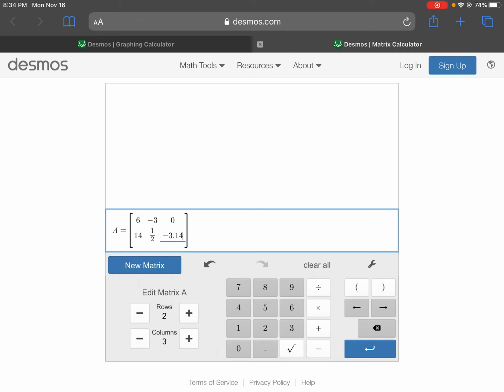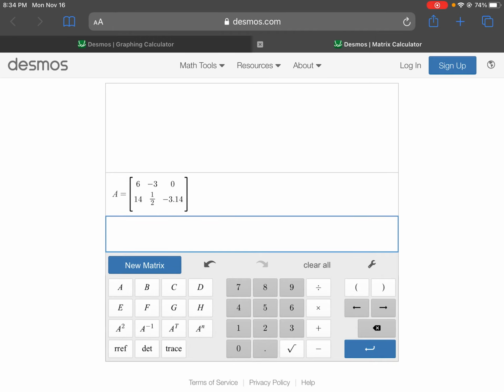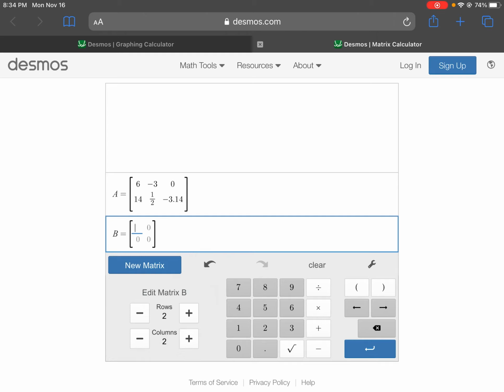We understand that's going to mean negative pi. Now, clicking the enter button is going to take us to a new line in the matrix calculator. I also want to put in matrix B, so I'm going to click matrix, and click new matrix again. Once again, matrix B was a 2 by 3 matrix, so I'm going to click the plus button for the columns to make it a 2 by 3.